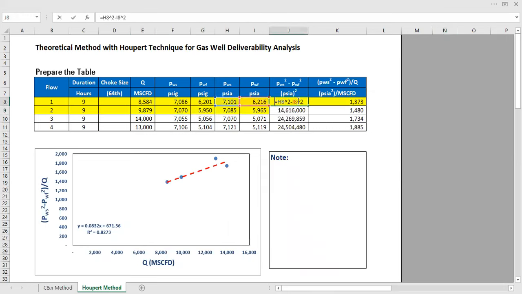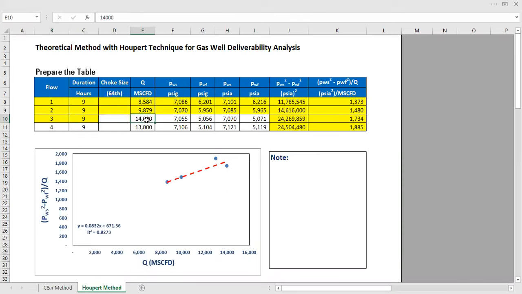Using this formula, it's very easy. It's just PWS squared minus PWF squared. So it's like this. I can drag this one so I maintain the formula. Also this one, the same. And then for the third period, again, the duration will be 9 hours flowing, 9 hours shut-in.